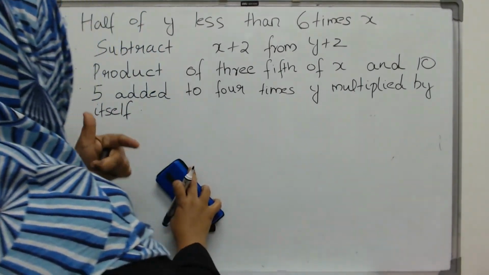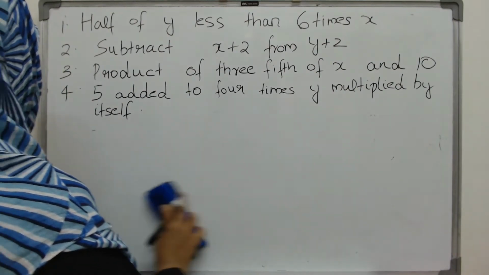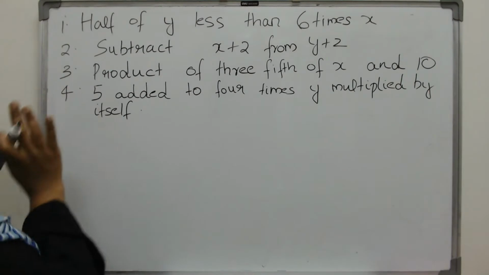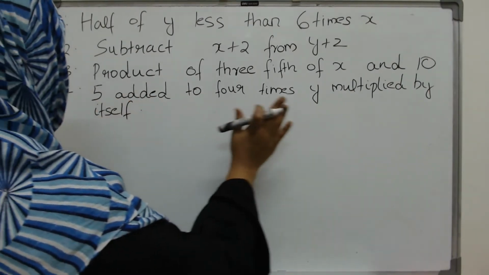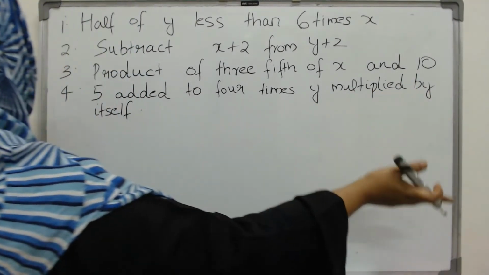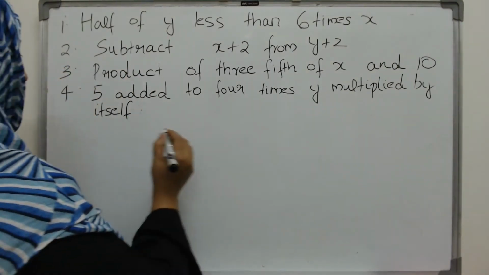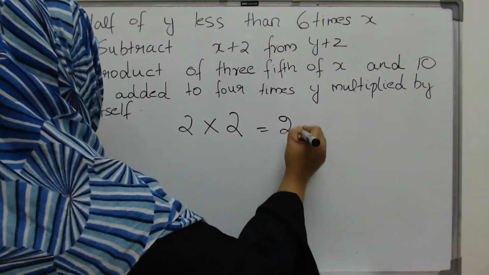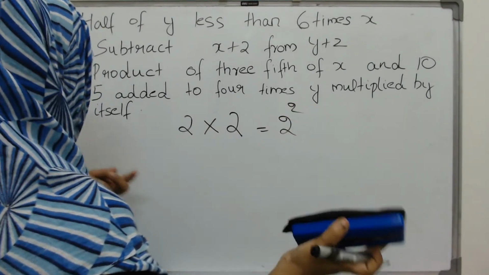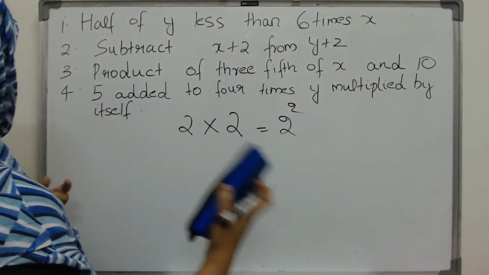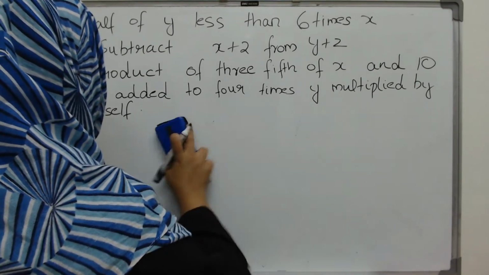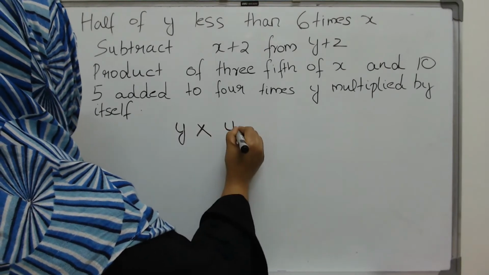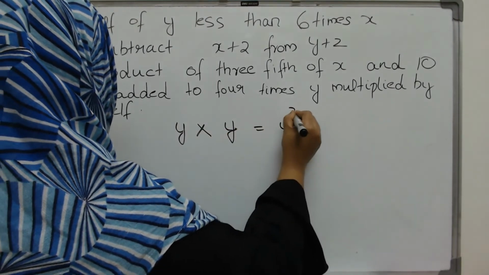And as I said, watch out for the keywords. The words like of or times or product, all of that mean multiplication. Now look at the first thing. 5 added to 4 times y multiplied by itself. What is any number multiplied by itself? Which is 2 times that number, right? We have already done a video on exponents. Please watch it. So y multiplied with itself is y square.